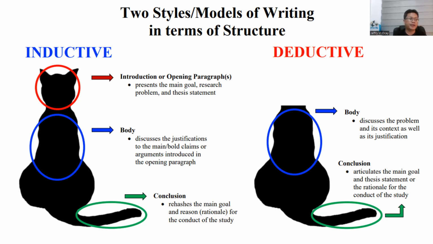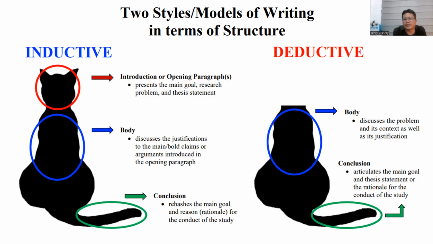So the concluding part of your background of the study using the inductive style of writing simply rehashes the main goal of the research and then the rationale or the compelling reason why you wish to pursue this study. So the tail is just a rehashing of the head of the cat, but framed differently so that it will not appear to be banal or repetitive.